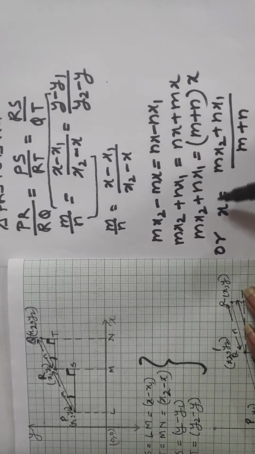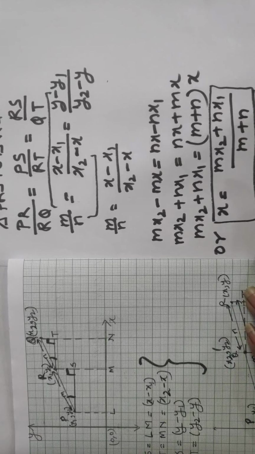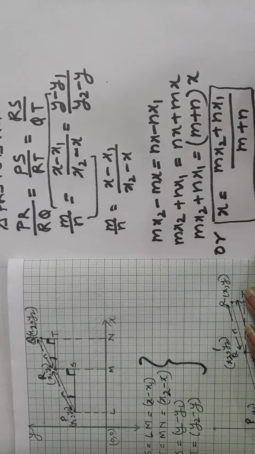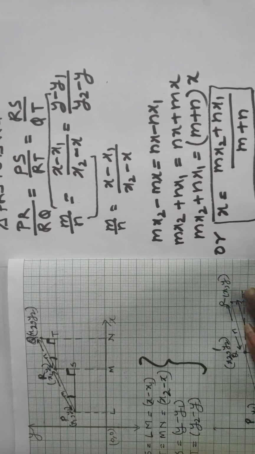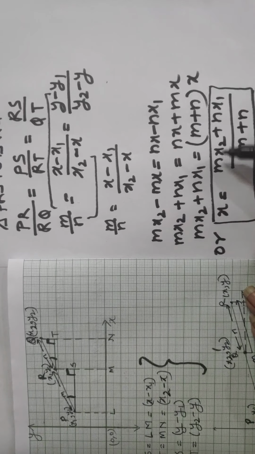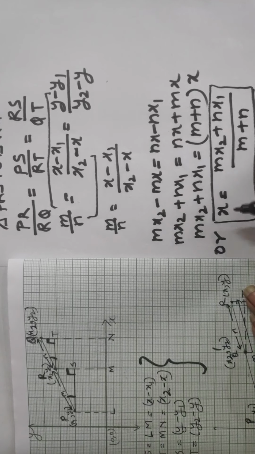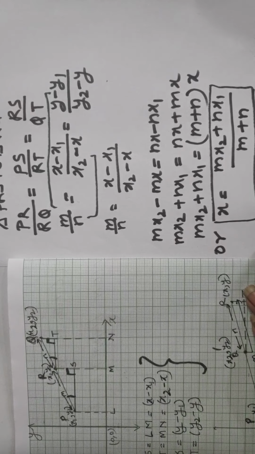Yes, so this is the value of the x coordinate of the point R. So how can we use this? We can use this if we want to find out the x coordinate when the ratio is given to us, or if we know the abscissa and need to find out the value of m or n. So this is the x coordinate. Let's find out the value of y.